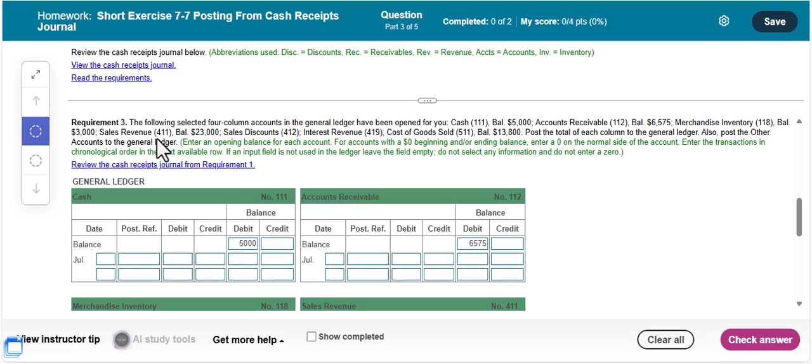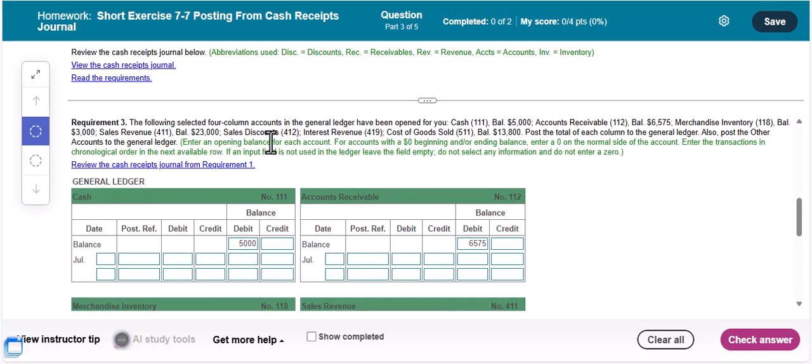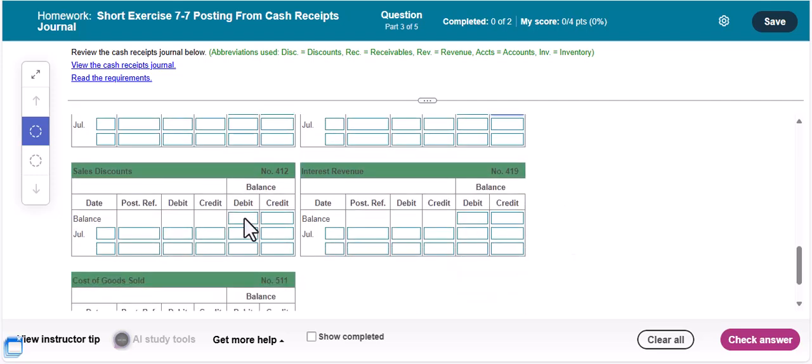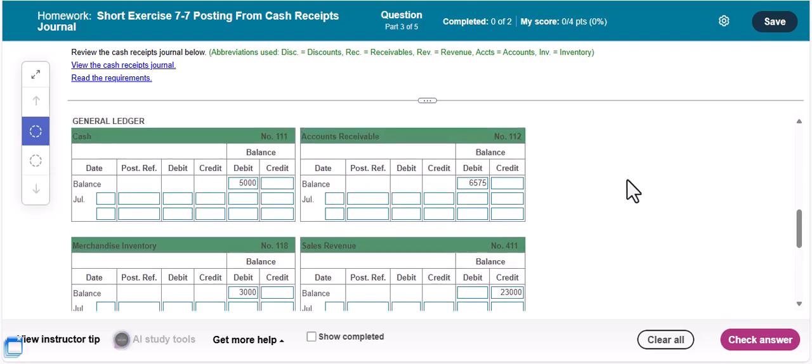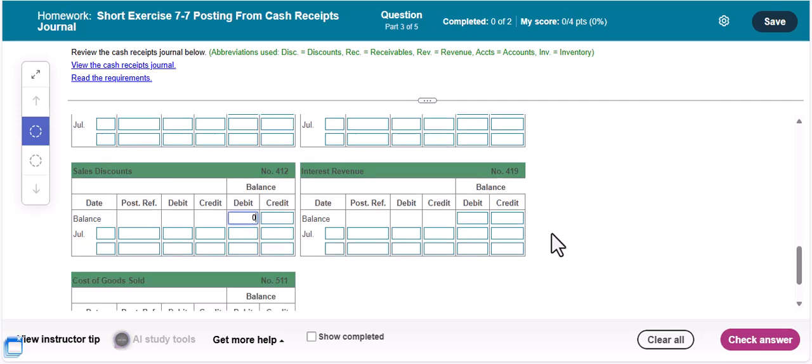And then sales revenue, a balance of $2,300. Sales revenue, the normal balance is on what side? The credit side. So we'll get down to sales revenue here for $2,300 on the credit side as the beginning balance. Sales discounts, no balance. And sales discounts, the balance runs on what side? The debit side. So we can put 0 there. And going along, we have interest revenue, also a 0 beginning balance. And interest revenue is a revenue account, so that means the normal balance is on the credit.